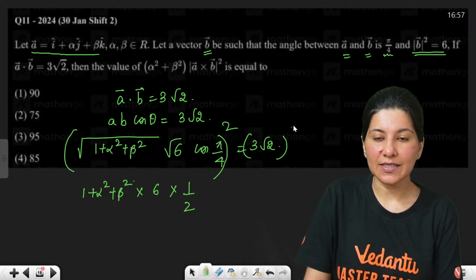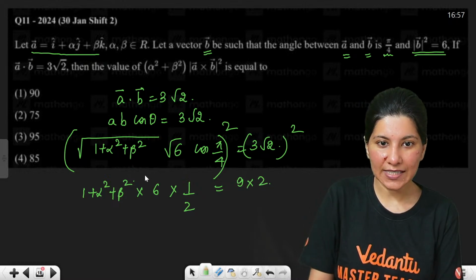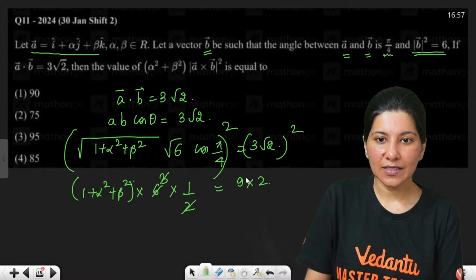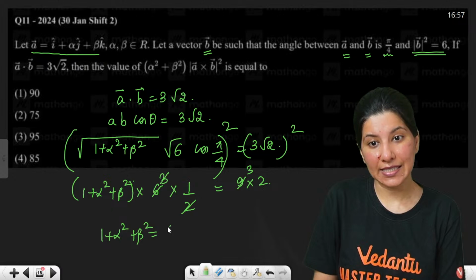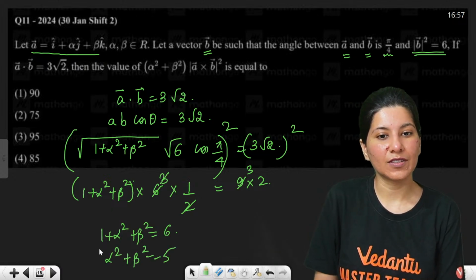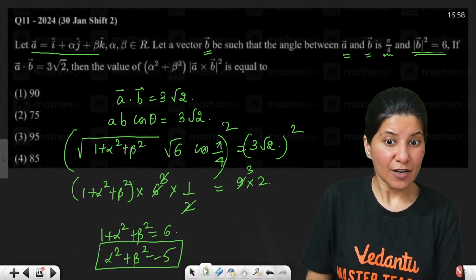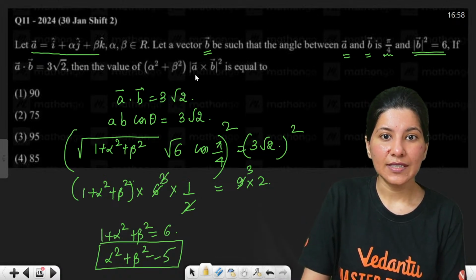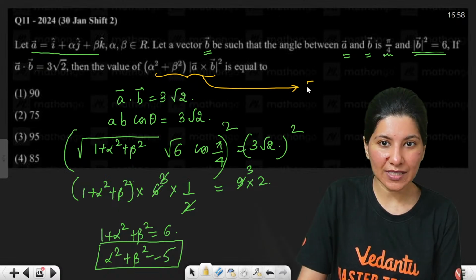Squaring both the sides, that will give you 9 into 2. Yes. So now this is actually 3. So 1 plus alpha square plus beta square is 6. Alpha square plus beta square is 5. Correct? Alpha square plus beta square is 5. From here, can you see this is what? So this thing we can easily calculate now.